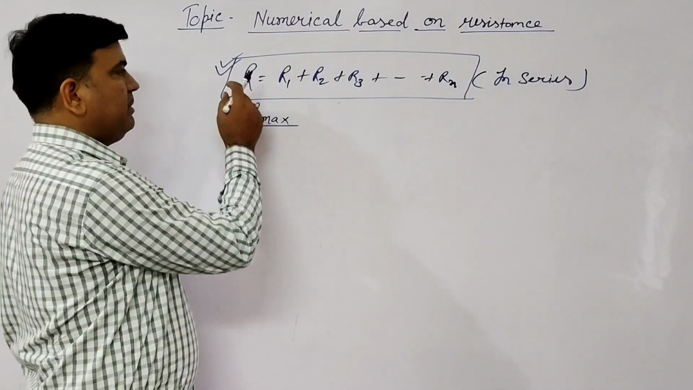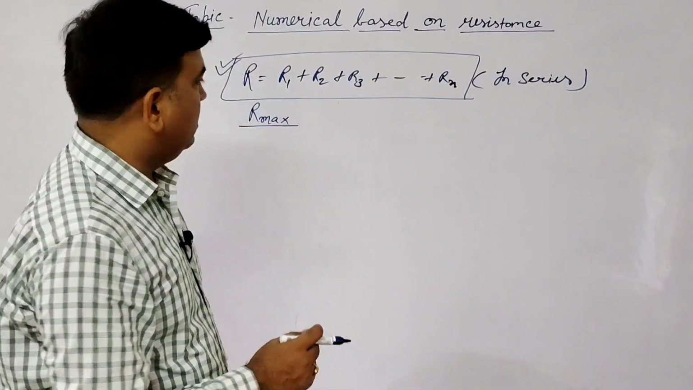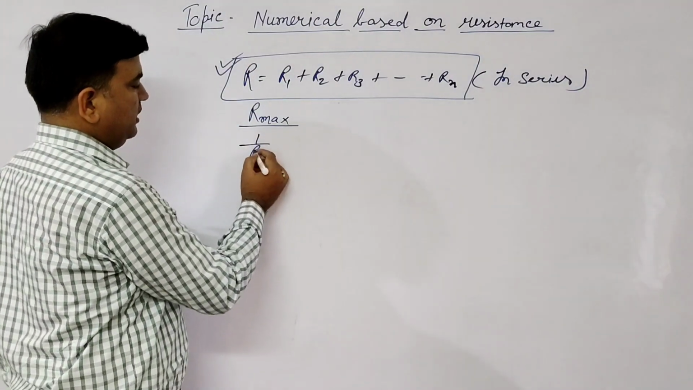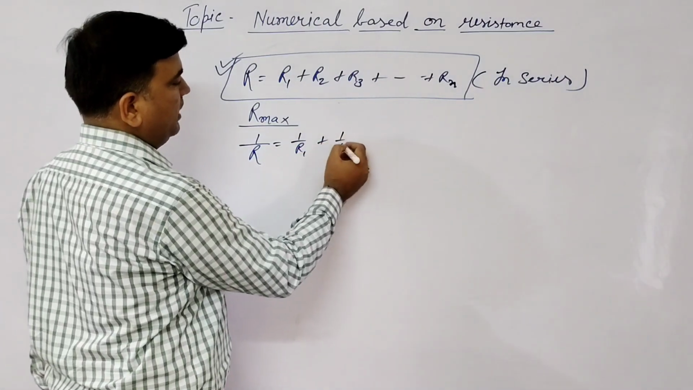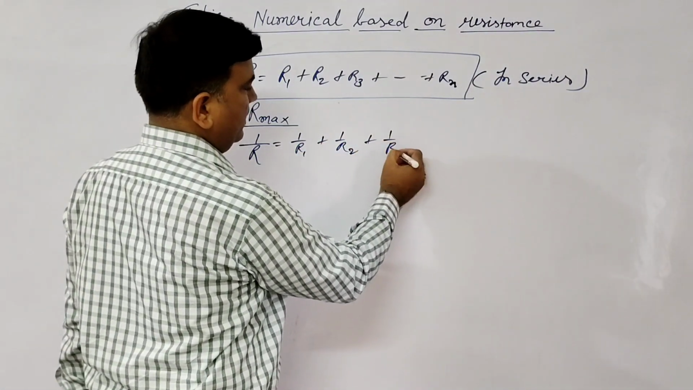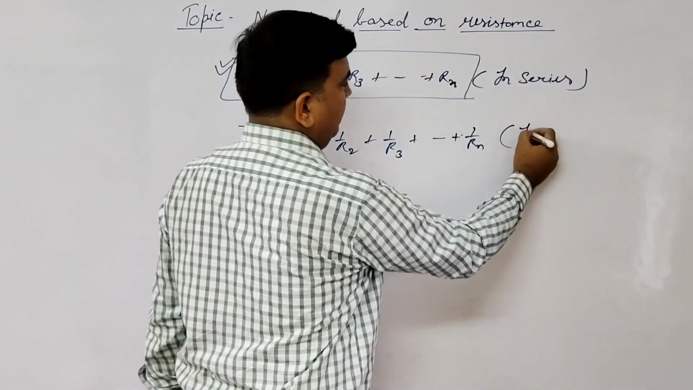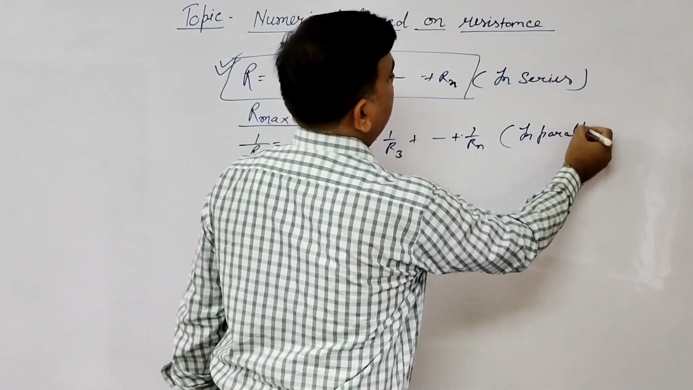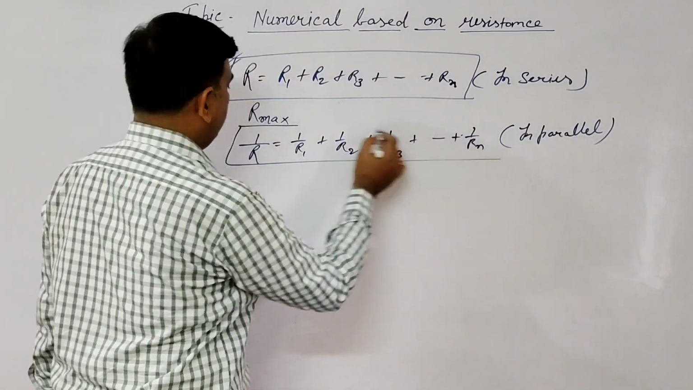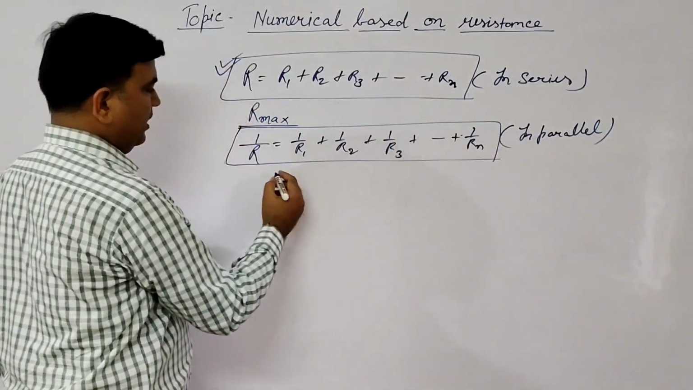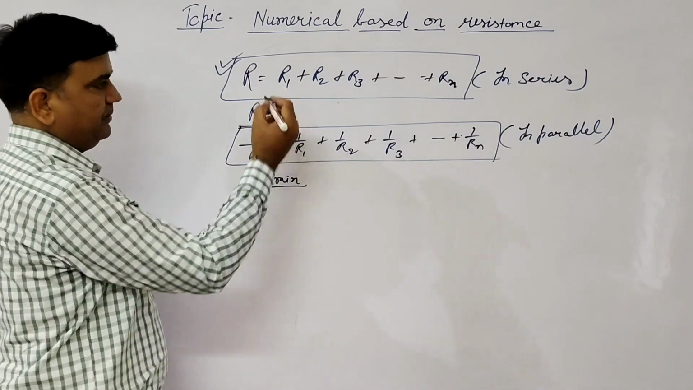And if you want to find the minimum resistance from the given resistances, then always use the parallel combination of resistances. Now see the formula for parallel: 1 by R equals 1 by R1 plus 1 by R2 plus 1 by R3 plus and so on plus 1 by Rn. In parallel, if you want to find the minimum resistance, always use this relation, and it is used only for the minimum resistance.